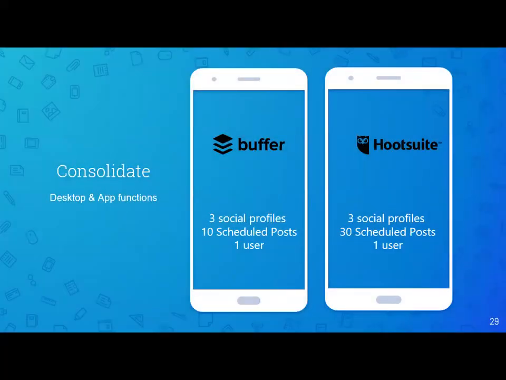We can make things even a little bit easier. These are 2 applications, Buffer and Hootsuite, for free, that you can manage 3 social profiles, 10 or 30 scheduled postings, and have 1 login. What I mean by that is you can be in 1 centralized source and post to your Instagram, your Facebook business, your Facebook personal, your Twitter, your YouTube. You can post everything through one unique source instead of having to log into multiples or redo it several times. And all of this is done for free. 3 profiles, 30 posts, or 3 profiles, 10 posts at a time.